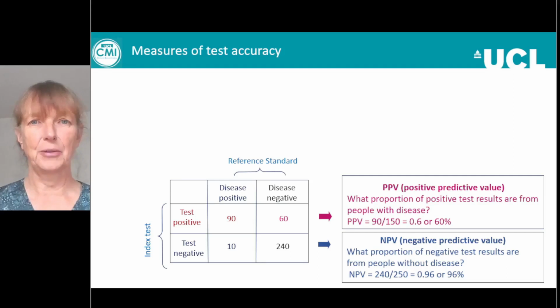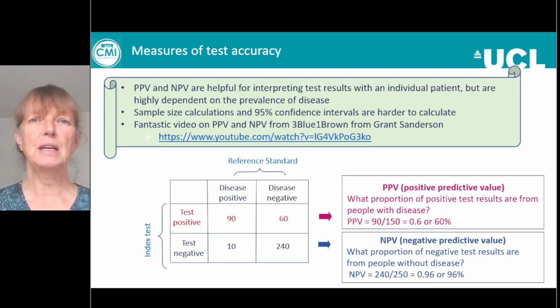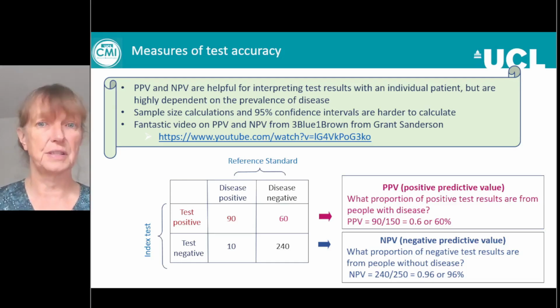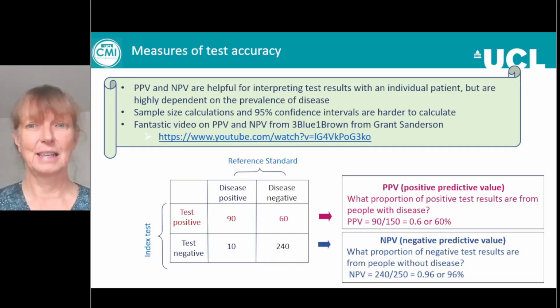Negative predictive value. Okay, PPV and NPV are often helpful for interpreting results in individual patients. So if you've got a positive result, what's the chance you've got the disease? Here, 60% chance of having the disease, a good chance of not having the disease, even though you've got a positive result with this test. But if you've got a negative result with the test, you've got a very high chance that you haven't got the disease.